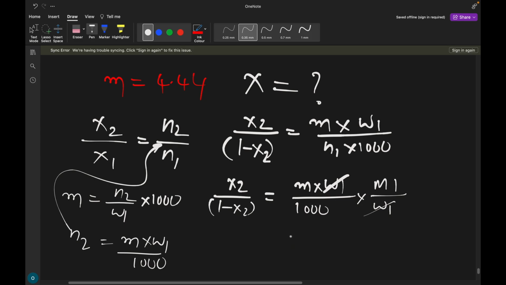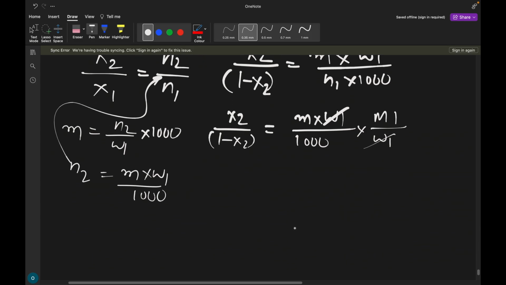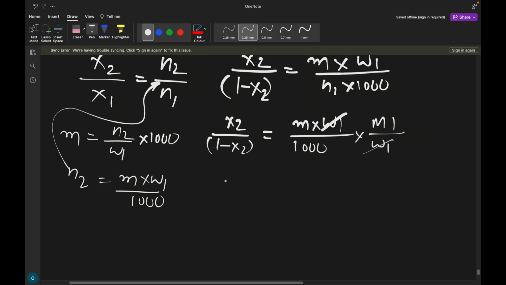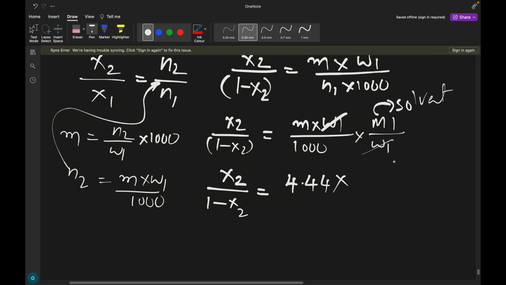Right? So we plug in the values here. You have to find x2. So this is x2 by 1 minus x2 equals molality, which is given as how much? 4.44. And what is m1 here? Solvent molar mass. Correct? So solvent is water. Water molar mass is 18. So divided by 1000.